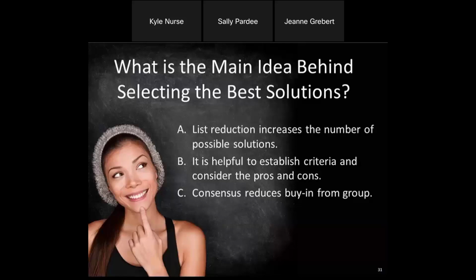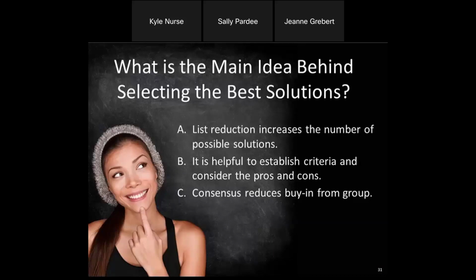Now that we have covered several ways to select the best solutions, let's see if you understand the concept. I have a feeling this group will. What is the main idea behind selecting the best solutions? Is it A, list reduction increases the number of possible solutions? B, it is helpful to establish criteria and consider the pros and cons? Or C, consensus reduces buy-in from the group?